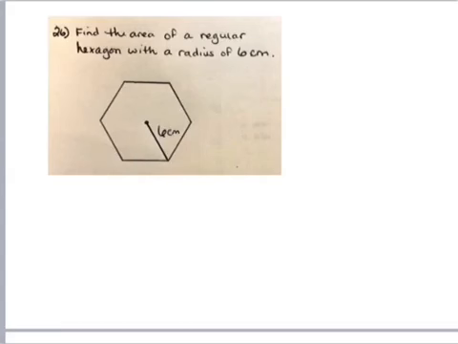Now we get to the regular polygon problems. So we have a regular hexagon with a radius of 6, and we're trying to find the area. The first thing I want to do is just consider this triangle here.